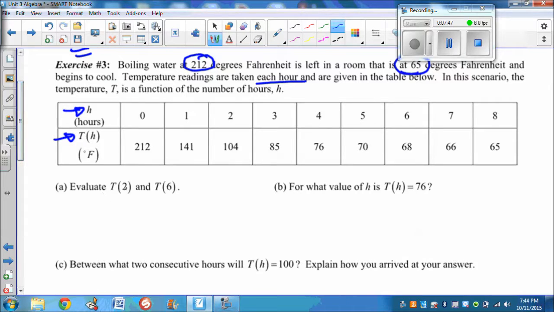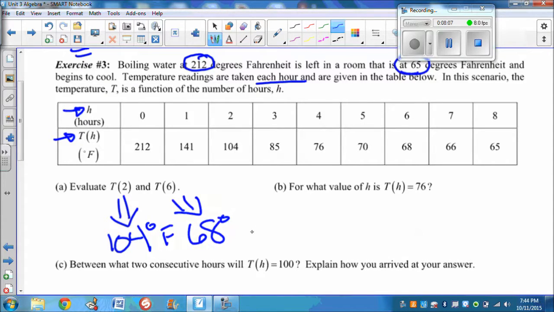So it says evaluate T of 2. So my input is 2 hours. What's my output, meaning what's my temperature? My temperature is 104 for that water. Well, what about after 6 hours? 6 hours is going to be a temperature of, I should put my degrees symbol there, 68 degrees Fahrenheit.